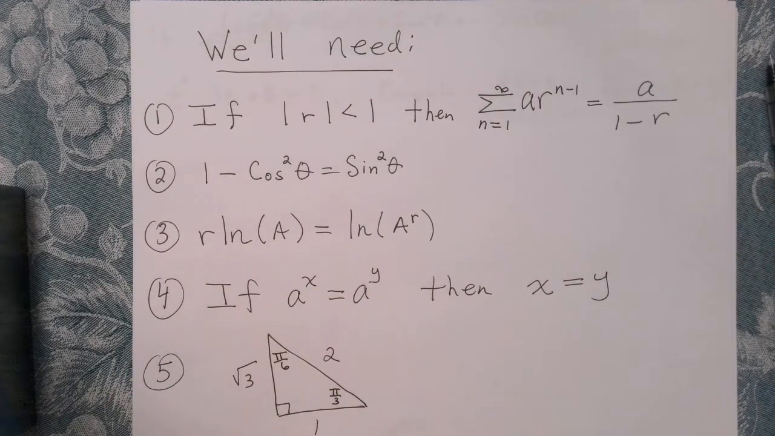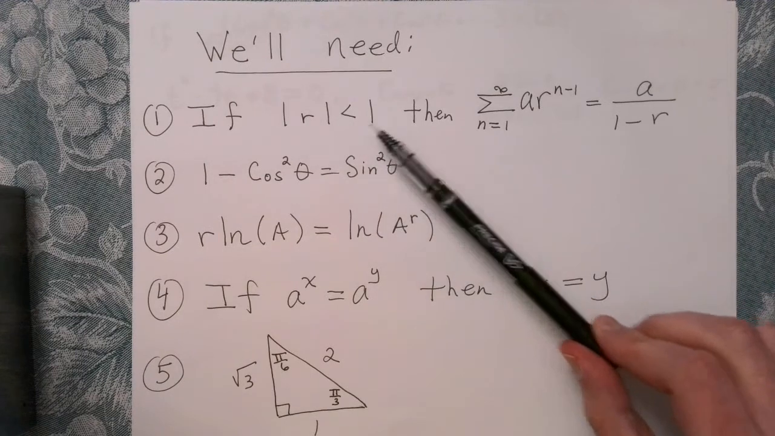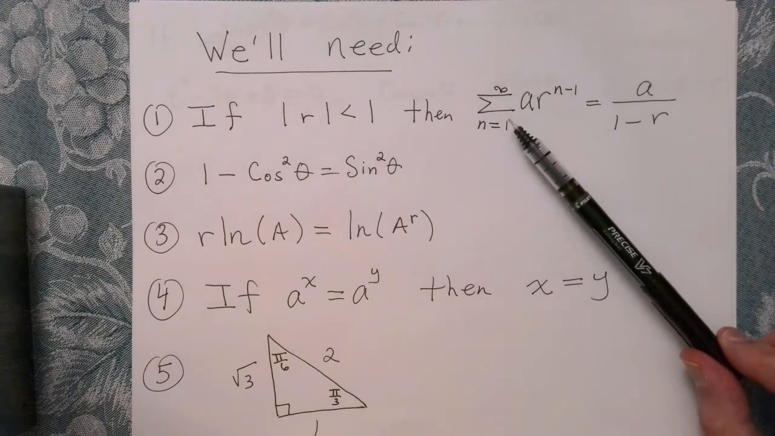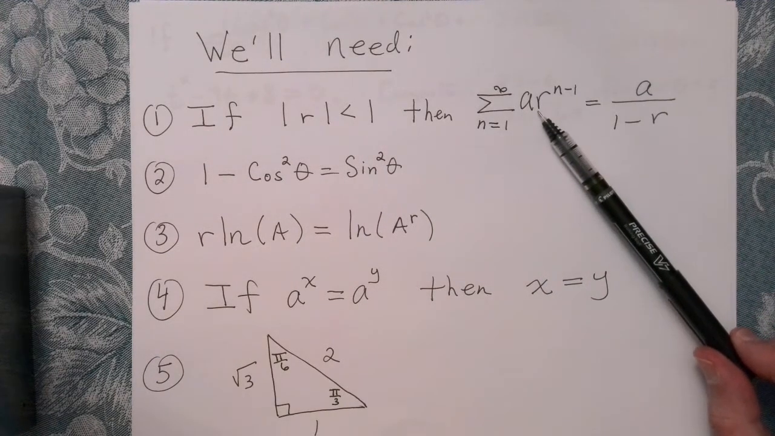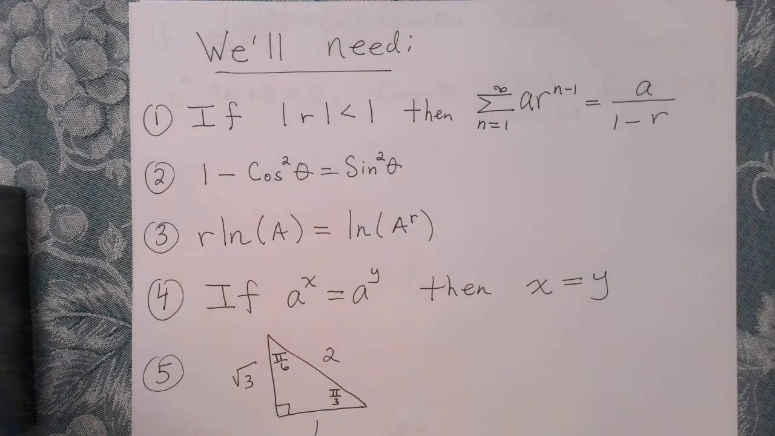So we're going to need the sum of a convergent geometric series formula. And so if the absolute value of r is less than 1, then the series from n equals 1 to infinity of a times r to the n minus 1 is exactly a over 1 minus r. Now keep in mind, a is the first term and r is the common ratio.